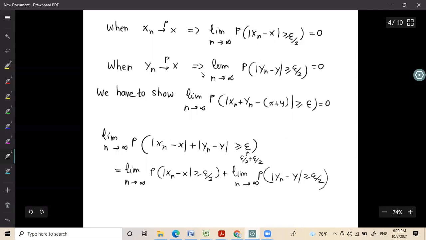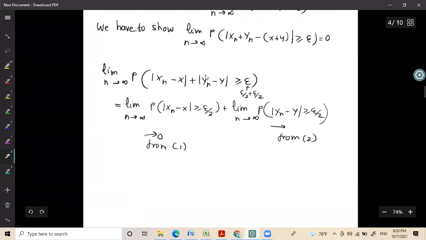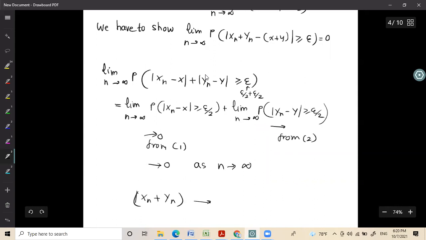And what do we know about this limit? We know that it goes to 0 from 1. This goes to 0 from 2. So what does that mean? The whole expression goes to 0 as n goes to infinity. So that means Xn + Yn goes to X + Y in probability, right?